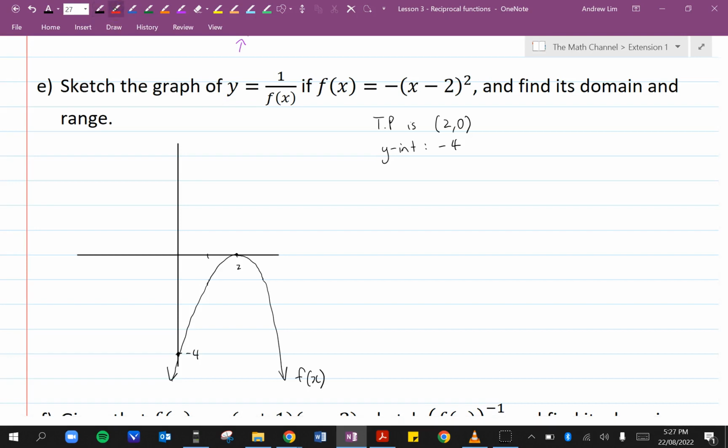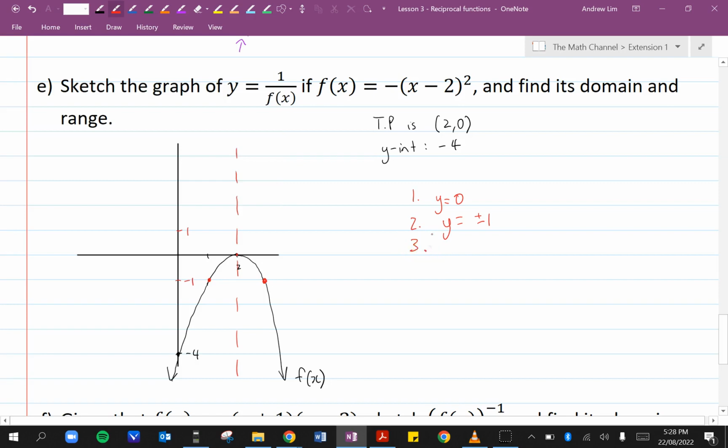Now I can graph y equals 1 over f of x. And so the first thing I need is when y is equal to 0. When y equals 0 is the x-intercepts. There's a vertical asymptote right here. Next one, when y is equal to plus or minus 1. There's nothing for when y is equal to 1, but there are two places where y is equal to negative 1.